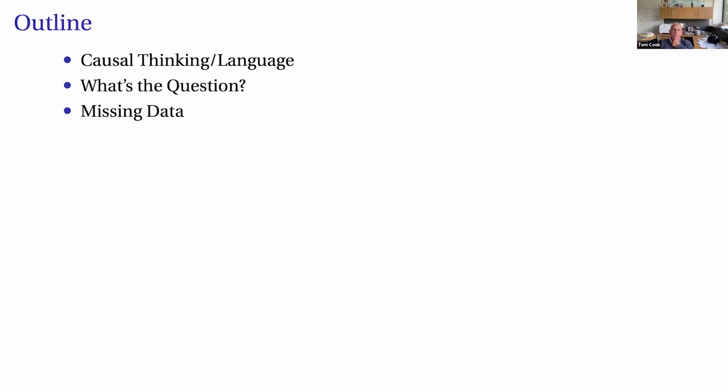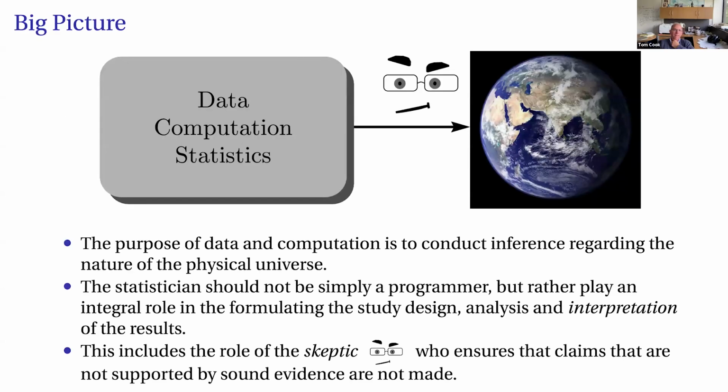So, by brief outline, three major areas: causal thinking, and I'll mention what I mean by that in a moment. What's the question? And then I want to talk a little bit about missing data, which, as you'll see, is to me the single most important issue that we face in randomized trials.